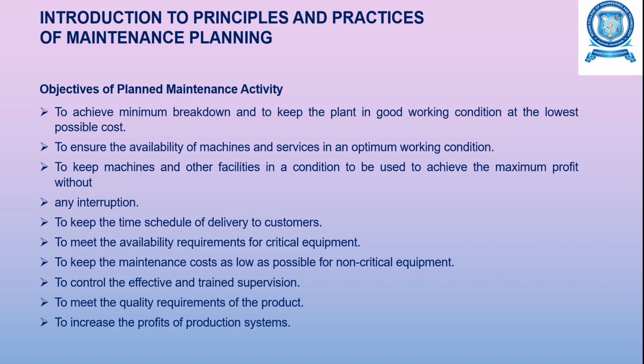Next is to meet the quality requirements of the product. Quality of the product is very, very important. Unless the product is of high quality, it won't be accepted by the customers. And the profit of the production system has to be increased. So these are all the main objectives of planned maintenance activity.